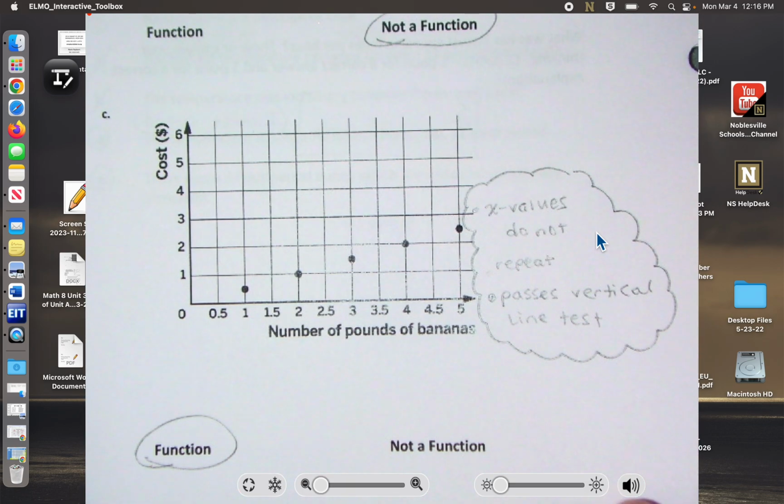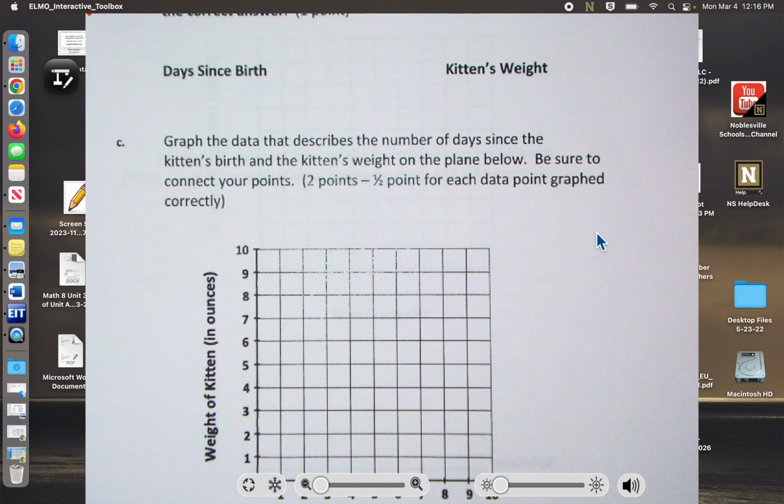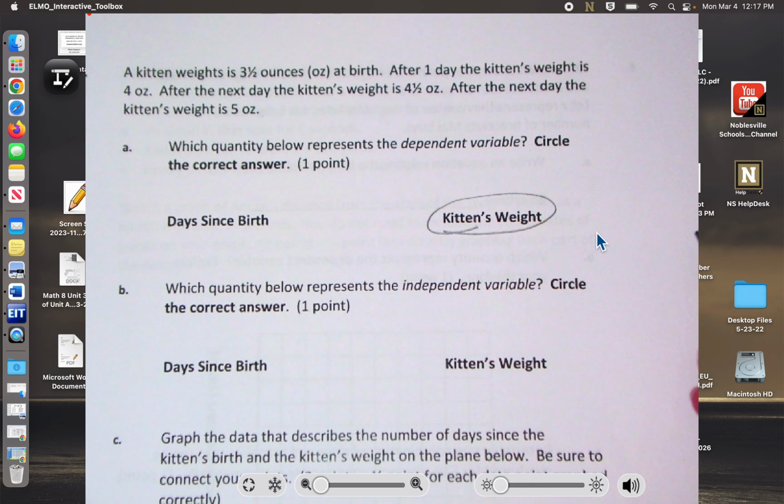All right, look at this, moving right along. A kitten weighs 3.5 ounces at birth. After 1 day, its weight is 4 ounces. After 2 days, the weight is 4.5. On the next day, the weight is 5 ounces. Which quantity below represents the dependent variable? So which value depends on the other value? Yeah, the kitten's weight, right?